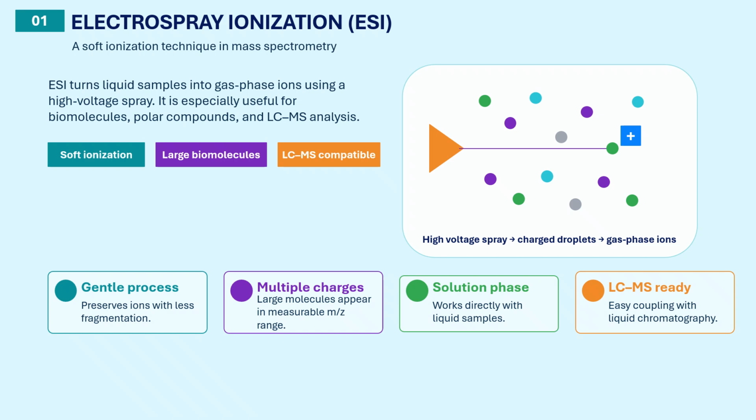Let's quickly review the main points from this slide. First, ESI is a gentle process. It preserves molecules with less fragmentation. Second, it can produce multiple charges, which helps in analyzing large molecules. Third, it works in the solution phase, so liquid samples can be used directly. And fourth, it is LCMS ready, meaning it can be easily coupled with liquid chromatography. So, the key idea is this: electrospray ionization converts liquid samples into gas phase ions using high voltage while keeping the molecules mostly intact.